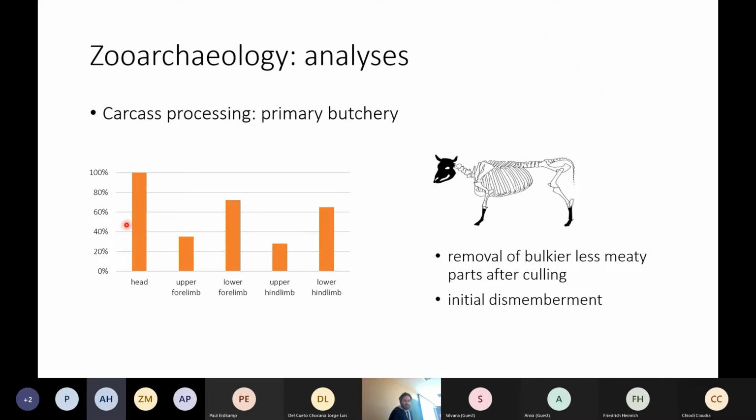And you can see here, for example, that there is a high incidence of cranial elements and lower limb elements, and these would typically represent the waste from primary butchery, where the bulkier, less meaty parts would have been removed from the rest of the carcass, so the initial dismemberment phase.